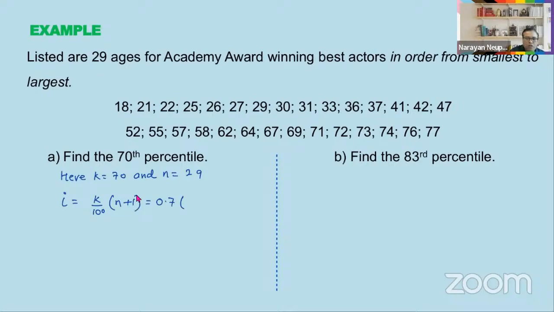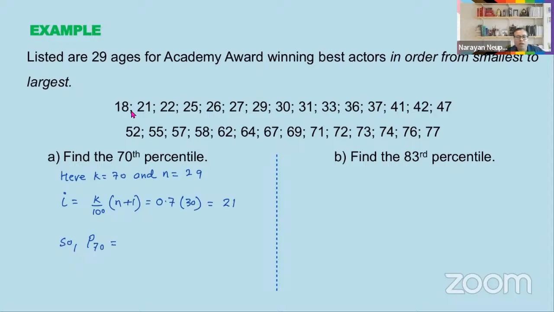N is 29, so 29 plus 1 is 30. And if we multiply this, 0.7 times 30 is 21. So the meaning of that is the position of the 70th percentile is in the 21st place. It is the 21st item. So if I want to write P70, the 70th percentile, all eyes on the board now, it is in the 21st position.